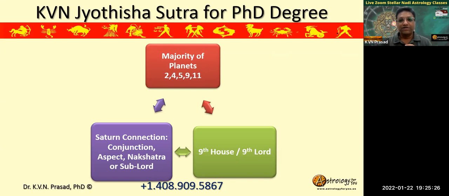First, the majority of the planets should have 2, 4, 5, 9, 11. This is the fundamental rule. There is no doubt about it. If you have the full set, it is good. If you have only 4, 5, 9, 11, then that is also good. And then, with this 2, 4, 5, 9, 11, you have to check your ninth house, a planet placed in the ninth house or the ninth lord.